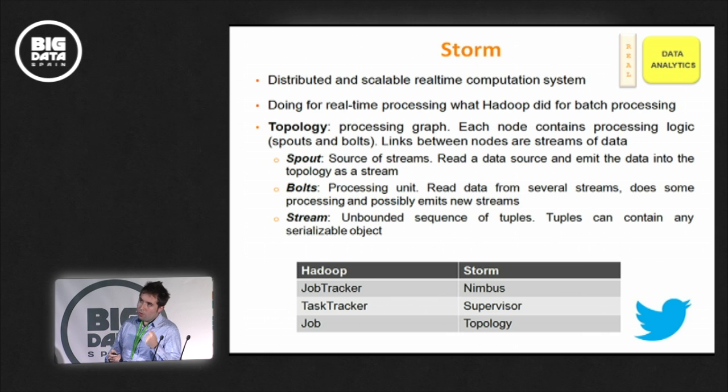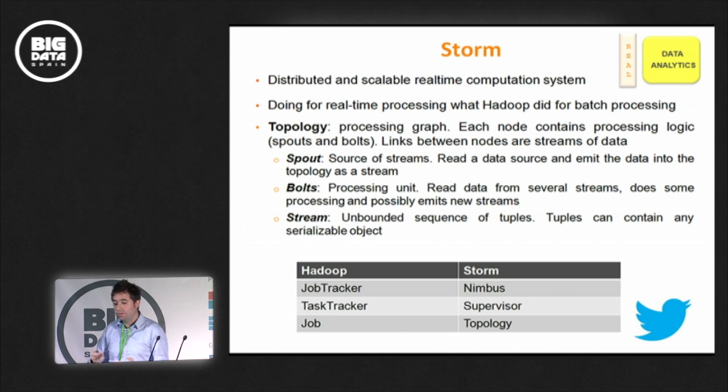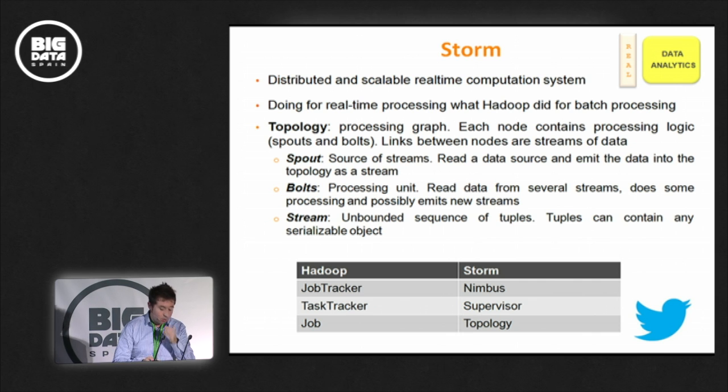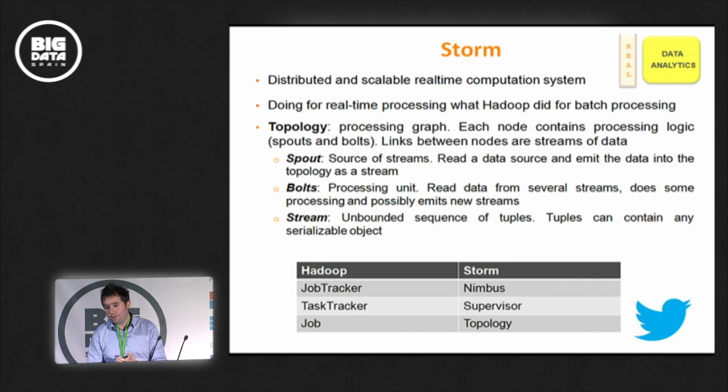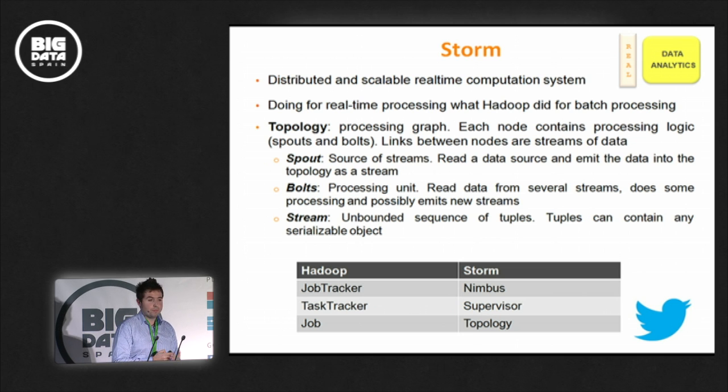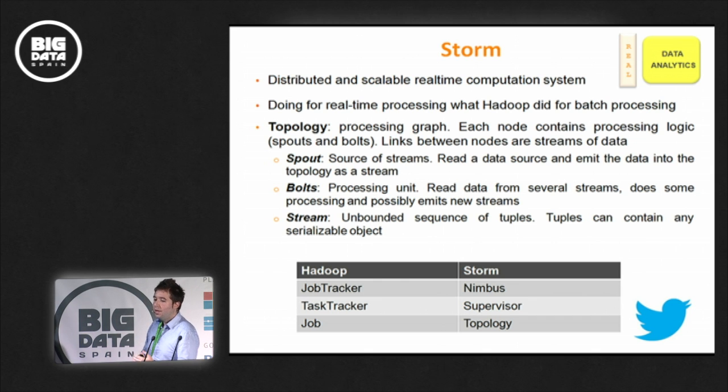Well, but if you want to do strong real-time processing, you need Storm. Okay, Storm is the Hadoop for real-time. Storm was developed by Nathan Marz and open sourced by Twitter, and is defined as a distributed and scalable real-time computation system. The architecture is simple. There are two types of elements: the spouts that are in charge of reading the information from the source, and the bolts that process the information.